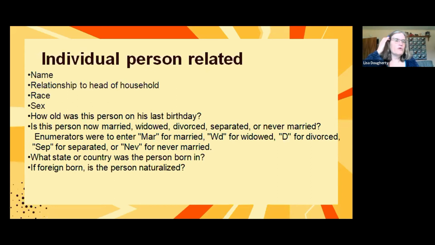Next, we have questions that are related to the individual being counted. Of course, we're going to have their name. We're going to have the relationship to the head of the household. We're going to have their race. We're going to have their sex. How old was this person on his last birthday? It's going to give us marital status. What state or country was the person born in? And if this person was foreign born, is the person naturalized?